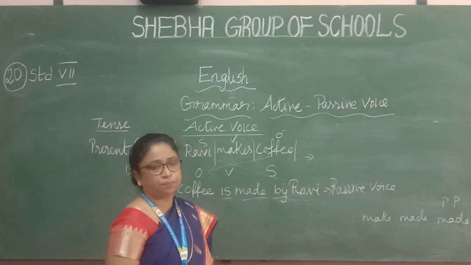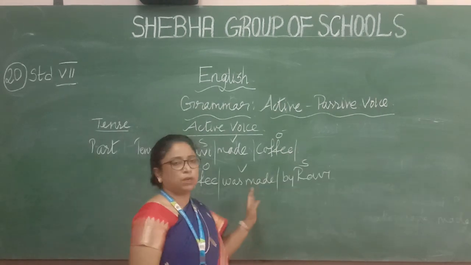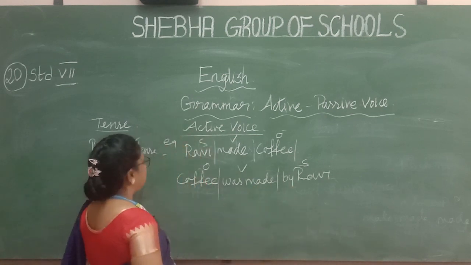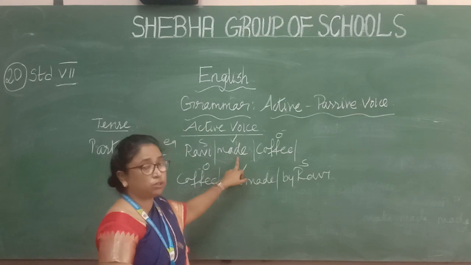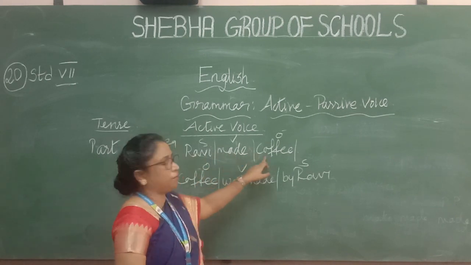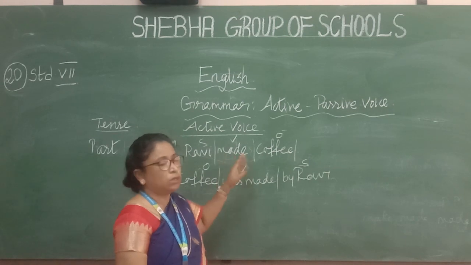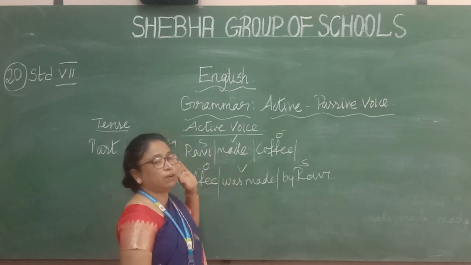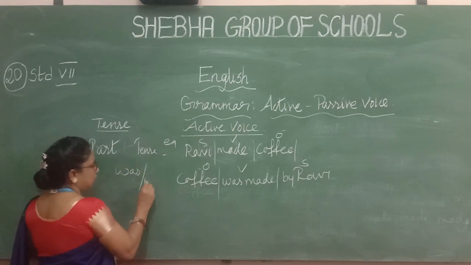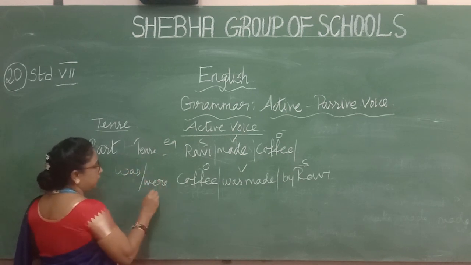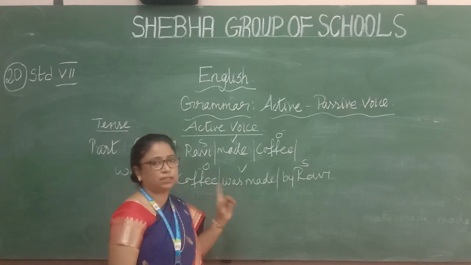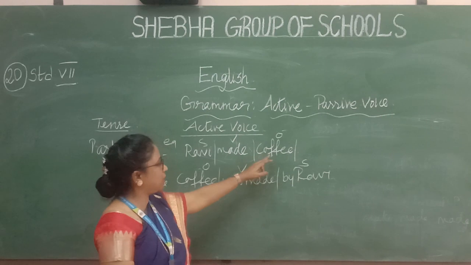Okay. Next. Now what I'm showing you on the board is past tense. Present tense I finished. Now this is past tense. So past tense, see there. First I must see, what should I see first? What the verb is. Ravi made coffee. Made is past tense. So immediately what I should see is whether I should put was or were. Were is for plural, was is for singular. Now I told you before itself, coffee is taken as singular. If it is taken as singular, I have to change it now, no?